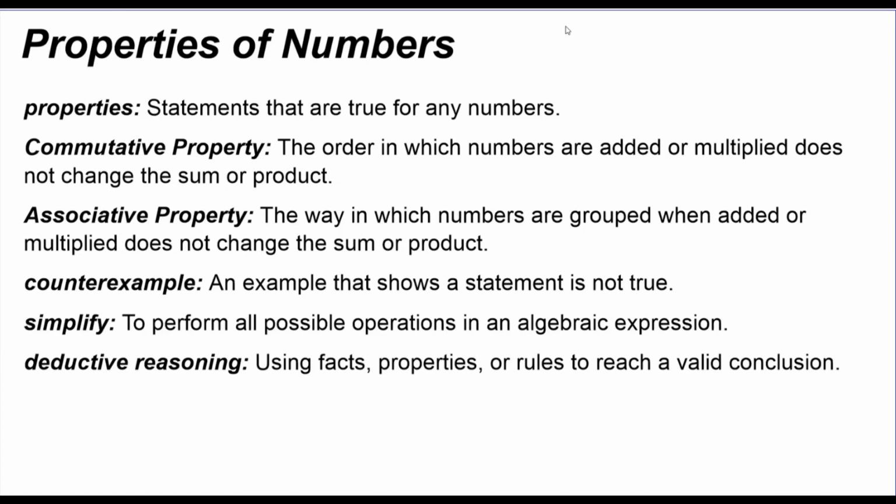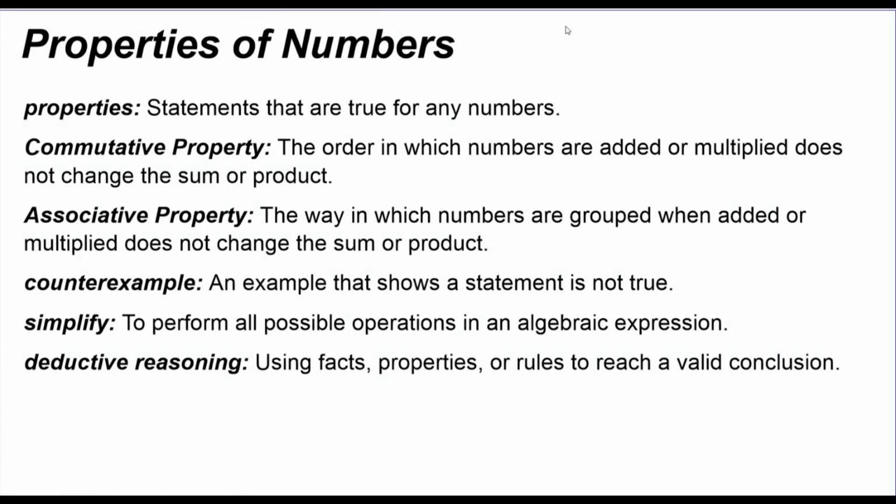Now that we've talked about expressions, both numerical expressions and algebraic expressions, and evaluating them, we're going to talk about some of the things that you can and cannot do with expressions and with numbers. Those rules are called properties. We're going to talk about some very important properties of numbers today. A property is a statement that is true for any numbers.